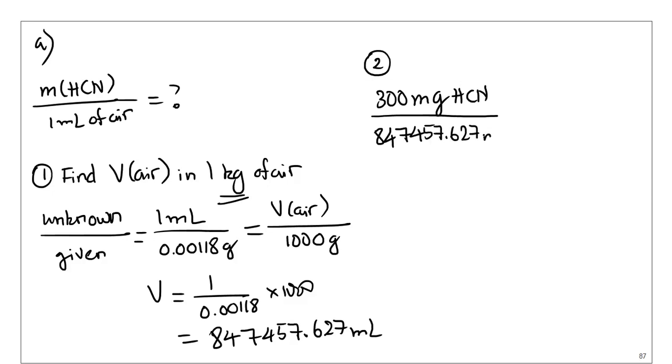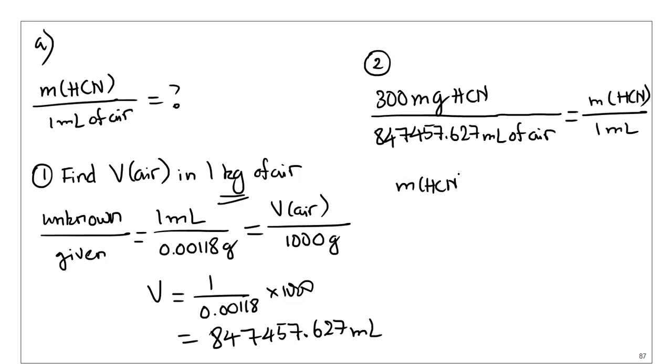847.627 milliliter of air. And using this ratio, you should be able to work out the mass of hydrogen cyanide in 1 milliliter of air of the lethal dose. So we just need to rearrange. So mass of HCN, I really don't want to write that number again, but that's fine.